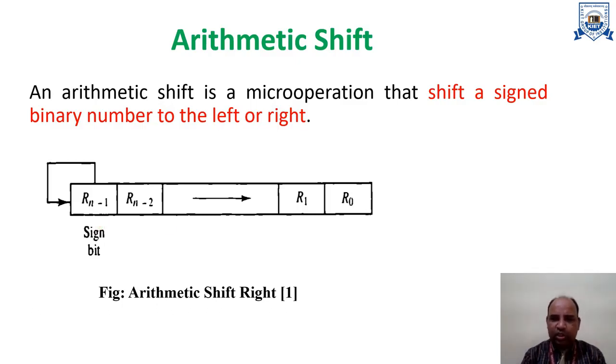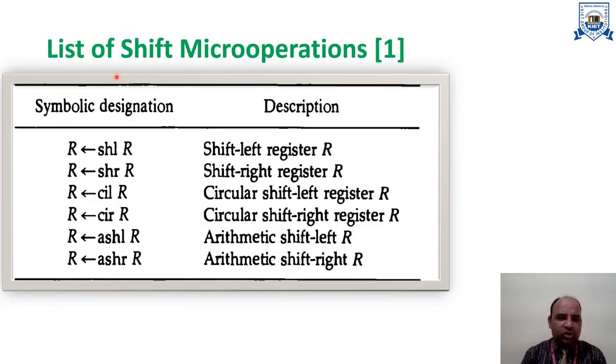Now we move on to the next slide. It is showing you the list of different shift micro operations. As I just told you a couple of slides earlier, SHL is used for shift left of a register, SHR for shift right, CIL for circular shift left, CIR for circular shift right, ASHL for arithmetic shift left, and ASHR for arithmetic shift right, just what we understood in the previous slide with the help of a diagram.